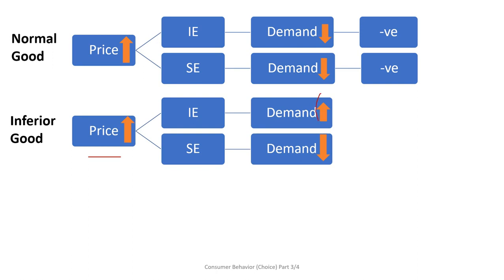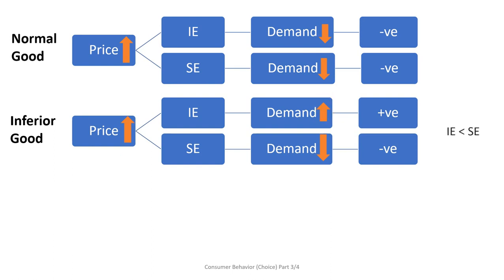Third is the case of Giffen goods. Again, assume that the price of the commodity increased, and break it down into income and substitution effect. Because of the increase in the price, the real income decreased, and since Giffen goods are also inferior goods, their demand will increase.